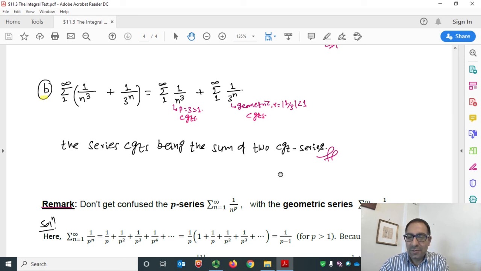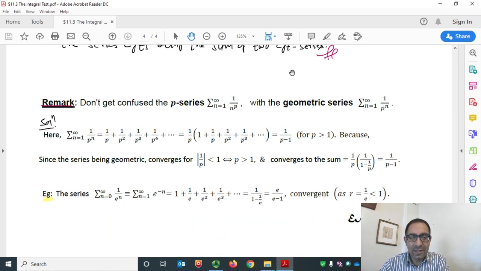Awesome. One final remark: do not get confused the p-series, whose form is 1 over n to the p, with the geometric series, whose form is 1 over p to the n in summation. I'm just pointing here and here. Pay attention. So let me talk about this geometric series here.